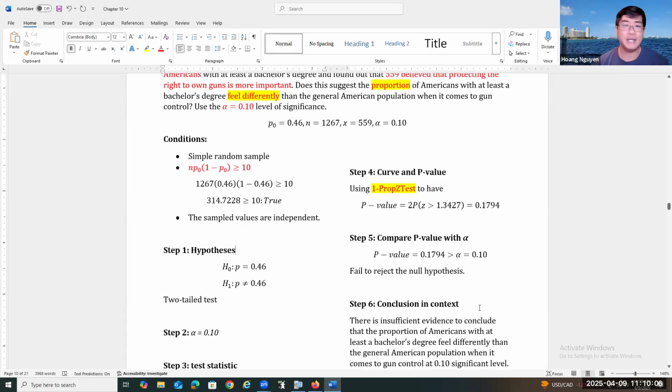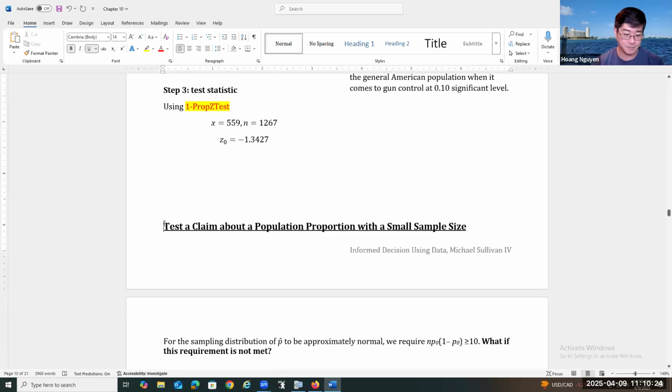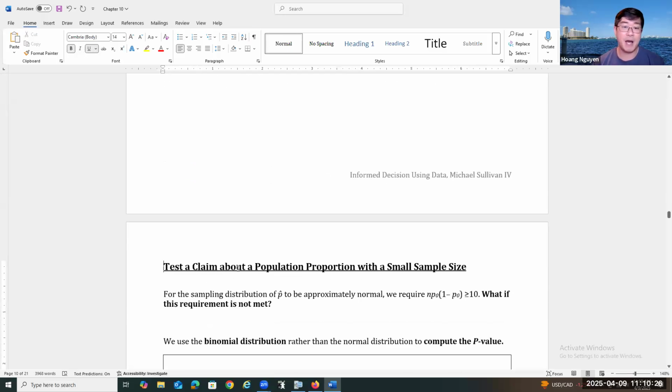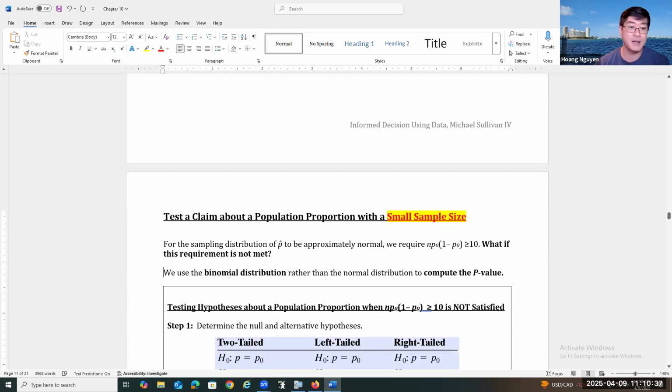So what happens if the second condition is not true? This means that the sample size is not big enough. So how are we going to do the hypothesis test when the sample size is not large enough? That takes us to the next objective, which is to test a claim about the population proportion with a small sample size. The sample size is not big enough, so that's why the second condition is not true.